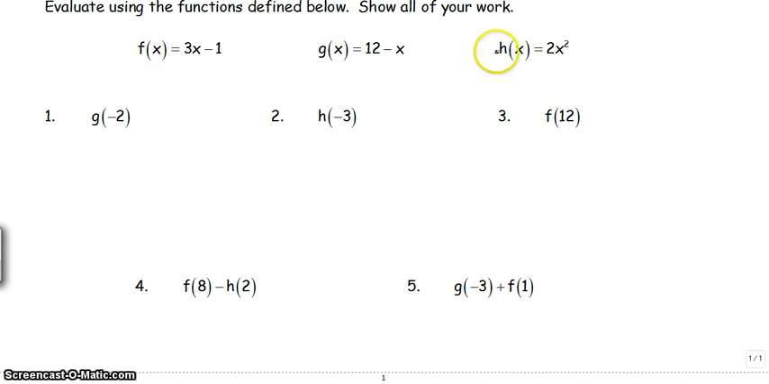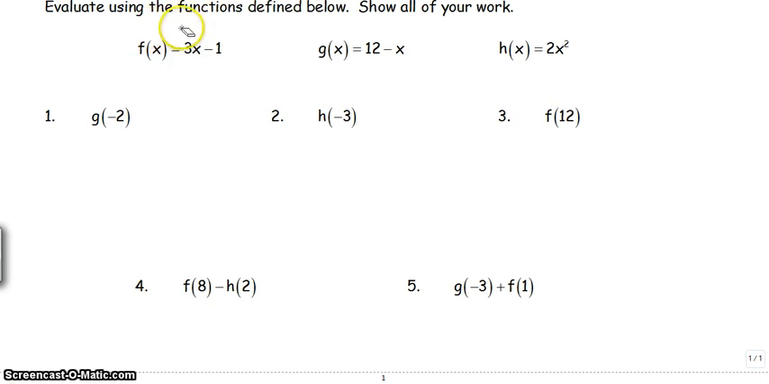The f, g, and h are not variables. Remember, those are not variables. Those are sort of like the names of the functions. We're naming this function f, function g, and function h. The way this works is like it is replacing y. This would be as if we had y equals 3x minus 1, except with f of x.